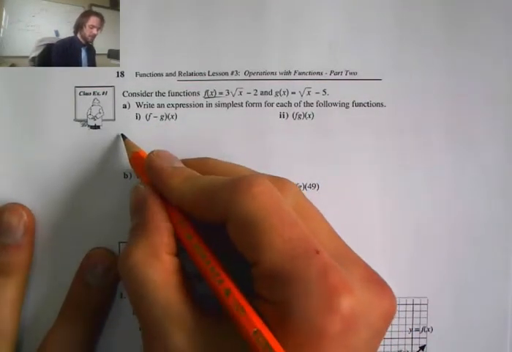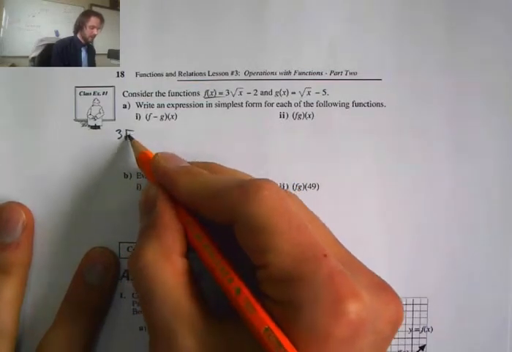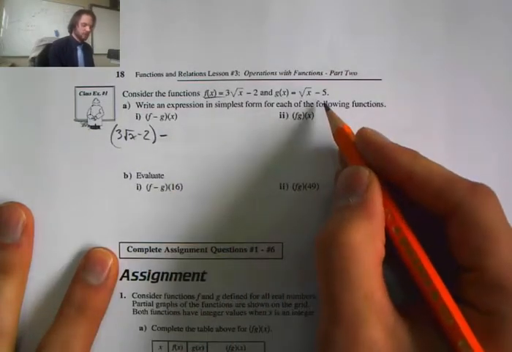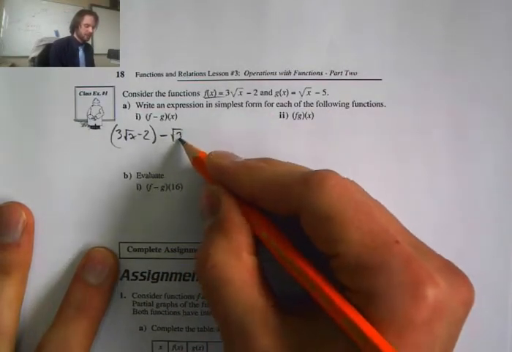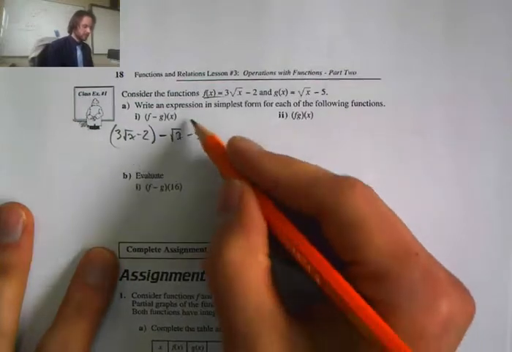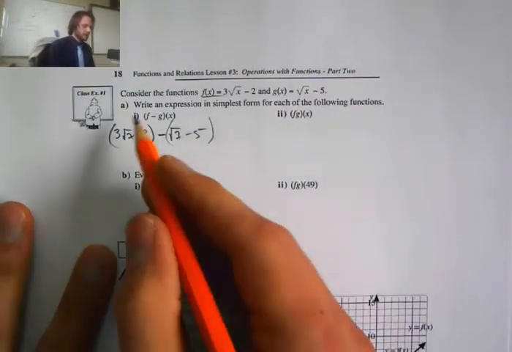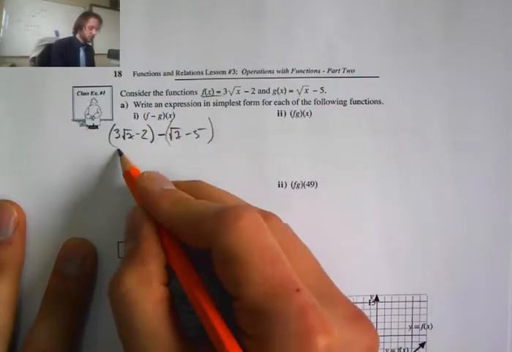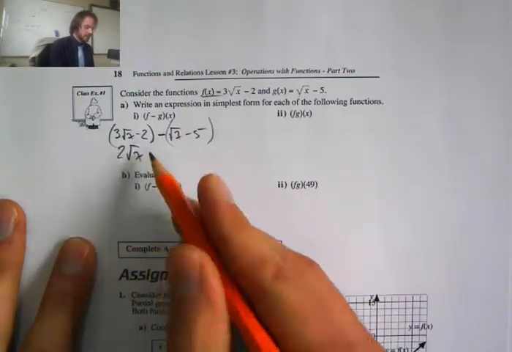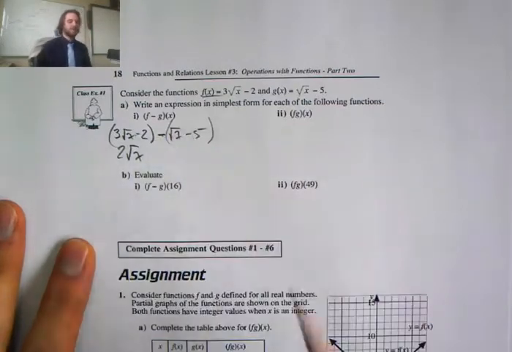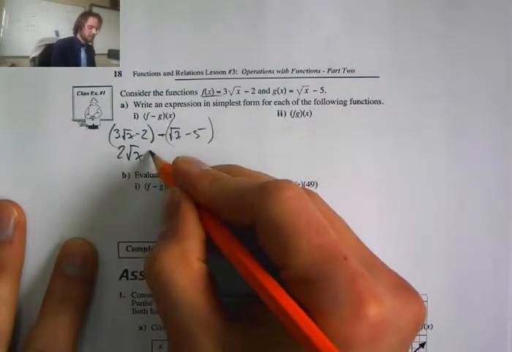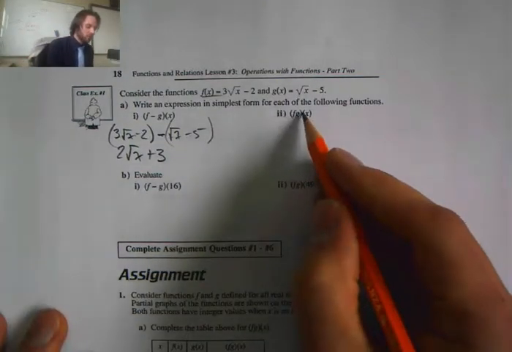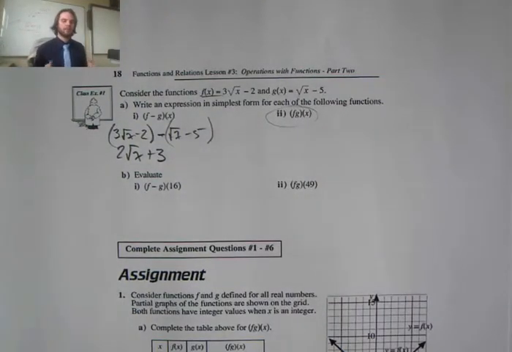So that's going to be f of x, so 3 root x, subtract 2. And we want to take away g of x, which is root x, subtract 5. Now I look at that, that's 3 root x, subtract a root x. Well, that gives me only 2 root x's. And then negative 2, subtract negative 5. Well, that's going to give me plus 3. Simplified, there we go.